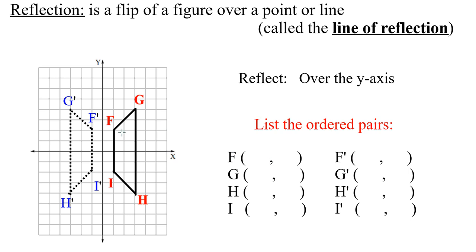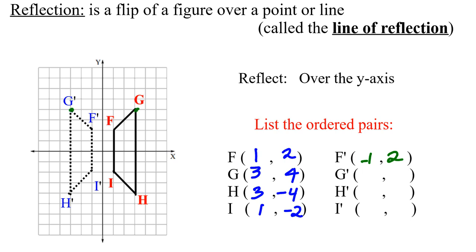So for F, we see it's located at 1, 2. G is located at 3, 4. H is located at 3, negative 4. And I is located at 1, negative 2. Now, we can look again here at the F prime, and the F prime is located at negative 1, positive 2.